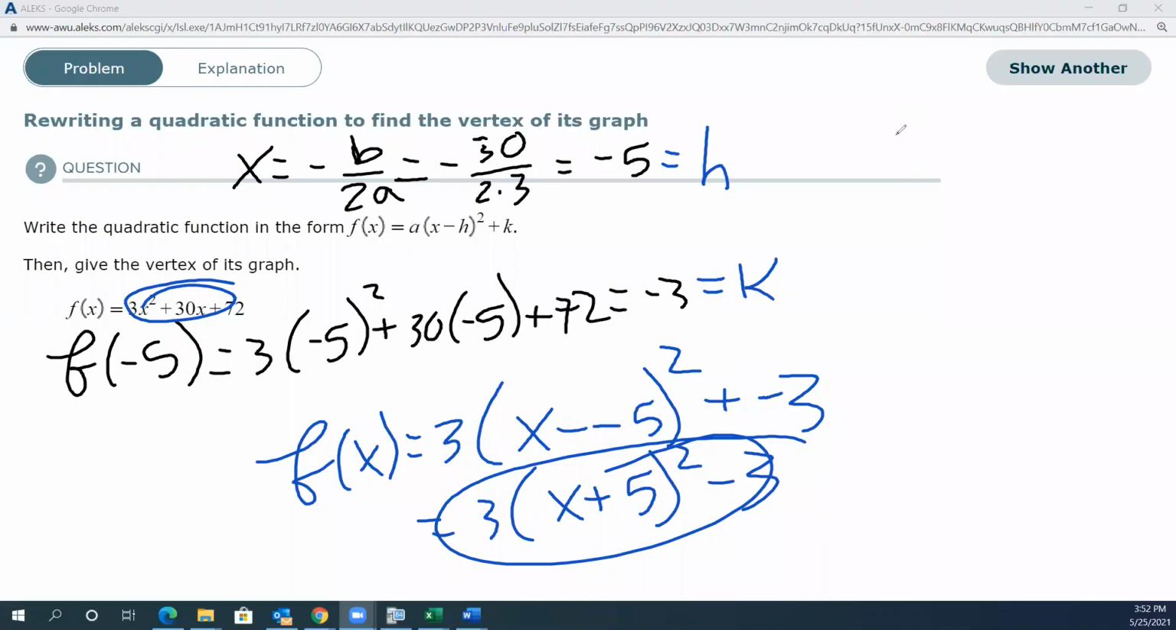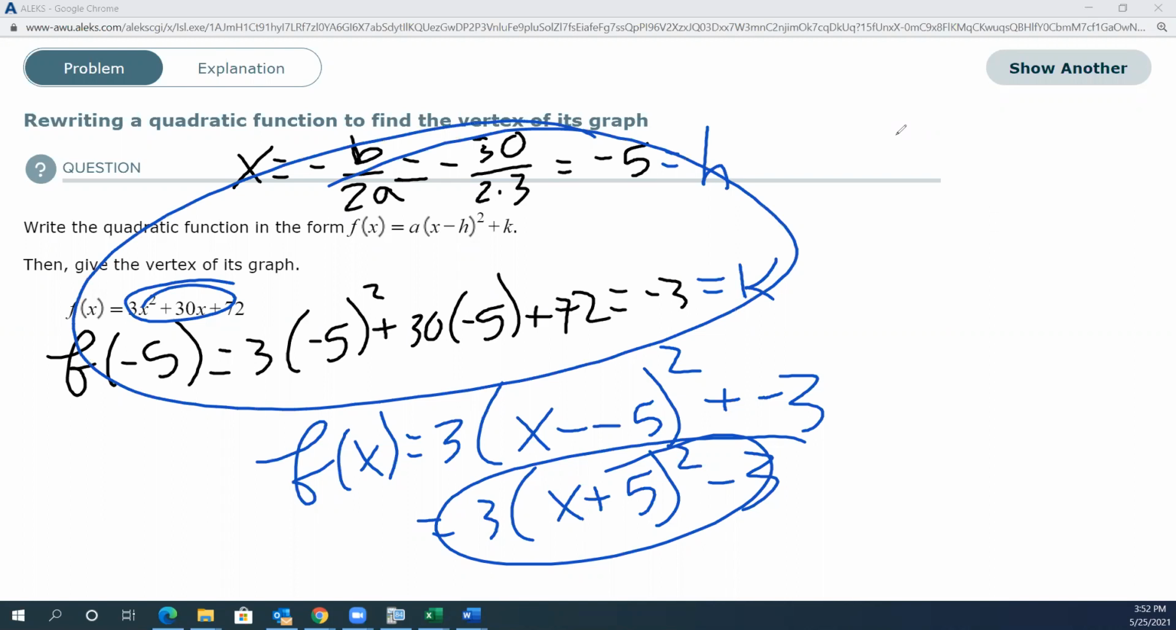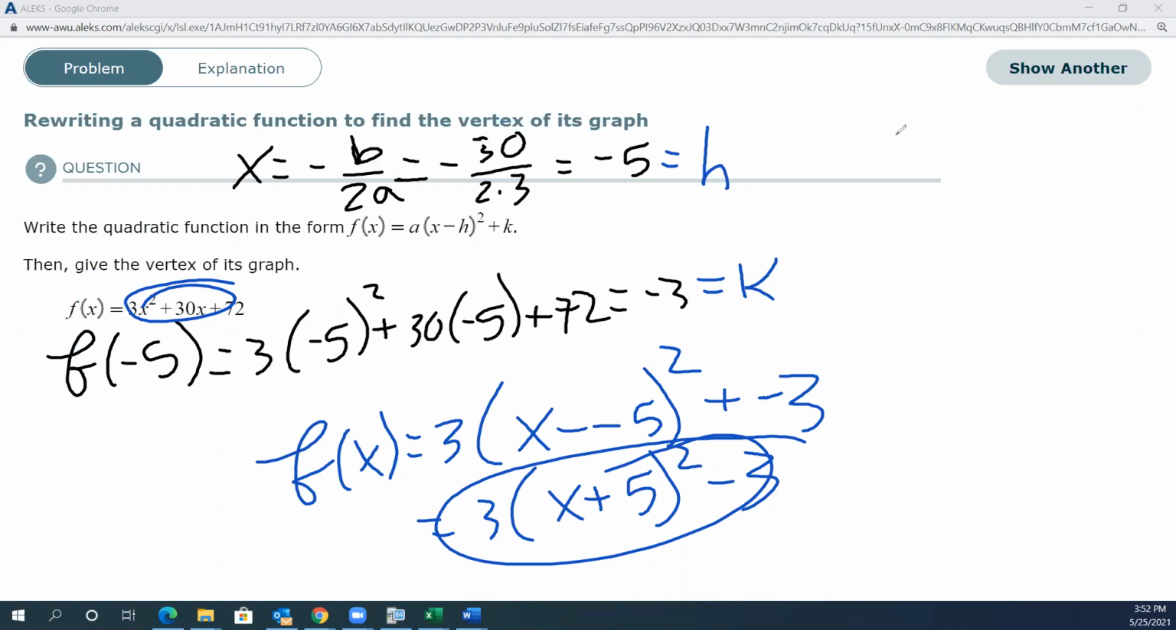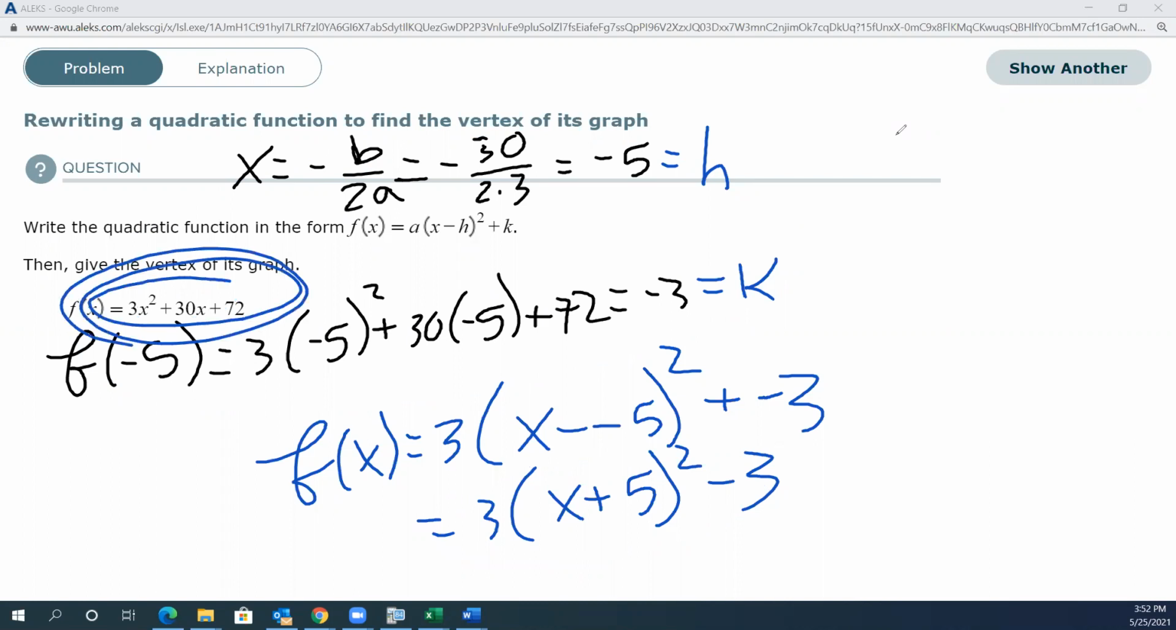And like I said before, instead of doing this stuff to get the vertex, which wasn't too bad, you could just plug the function into the calculator and use the min or the max function as appropriate. On this one, it'll be the minimum function because a is positive, so it's opening up.